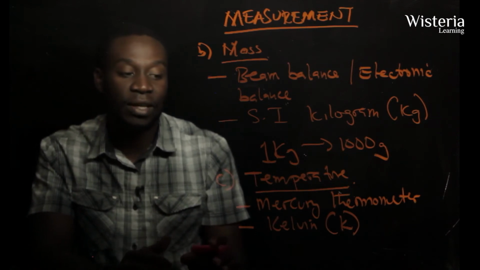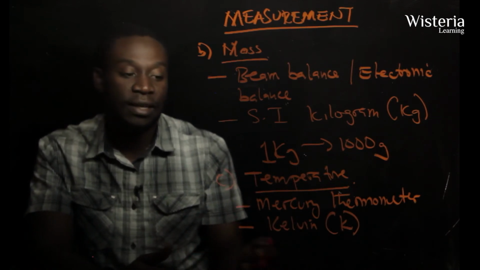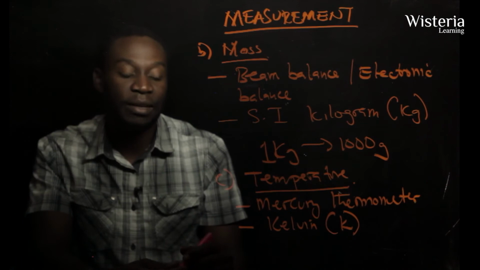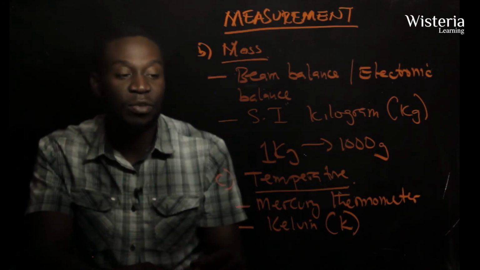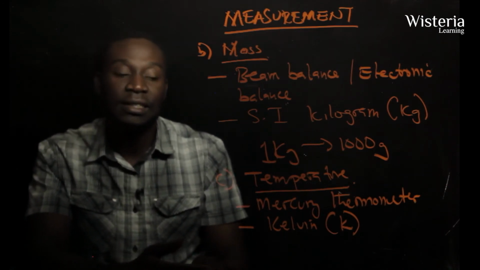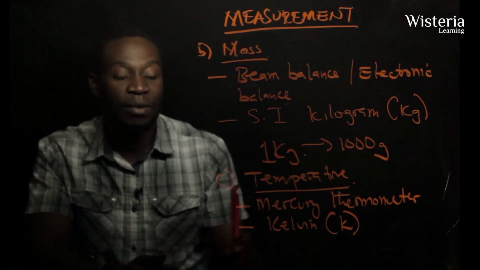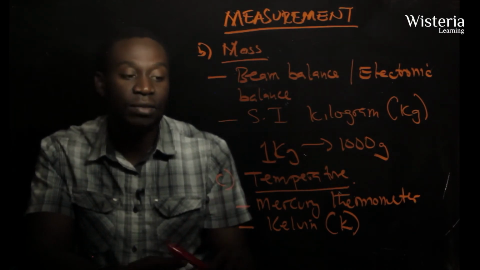the answers that you're required to give will be in degrees Celsius. Unless otherwise stated, you'll rarely be asked to change to Kelvin in chemistry, because all the thermometers that will be given are marked in degrees Celsius. So there are two types of thermometers: a mercury thermometer and a clinical thermometer.